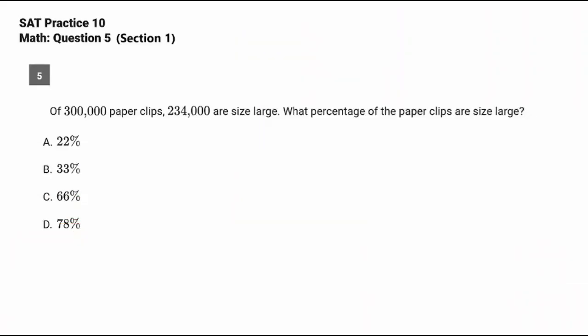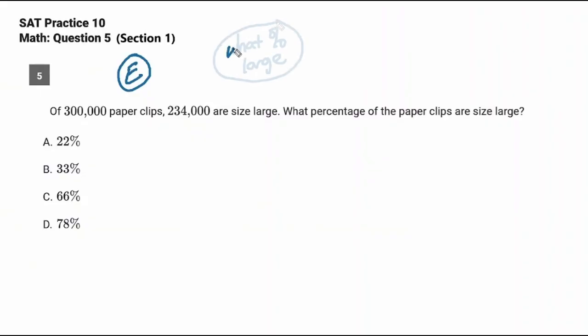We're on SAT Practice Test 10, Math Section 1, Question 5. What's the level of difficulty here? It's easy. The first 7 questions or so of any Section 1 are always going to be easy. You're not allowed to miss them. Of 300,000 paper clips, 234,000 are size large. What percentage of the paper clips are size large?